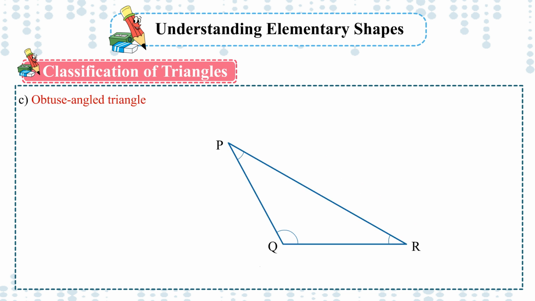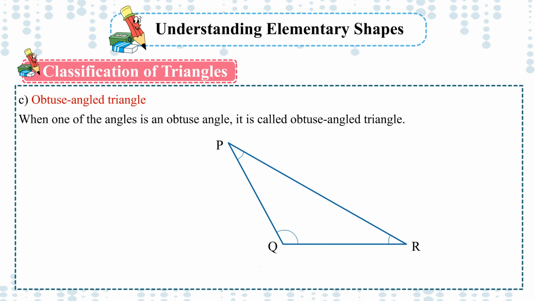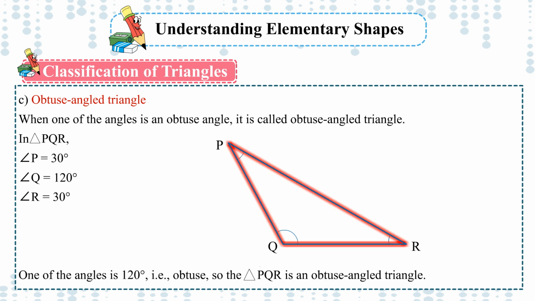C. Obtuse angle triangle. When one of the angles is an obtuse angle, it is called obtuse angle triangle. In triangle PQR, angle P is equal to 30 degrees, angle Q is equal to 120 degrees, angle R is equal to 30 degrees. One of the angles is 120 degrees, that is obtuse, so the triangle PQR is an obtuse angle triangle.